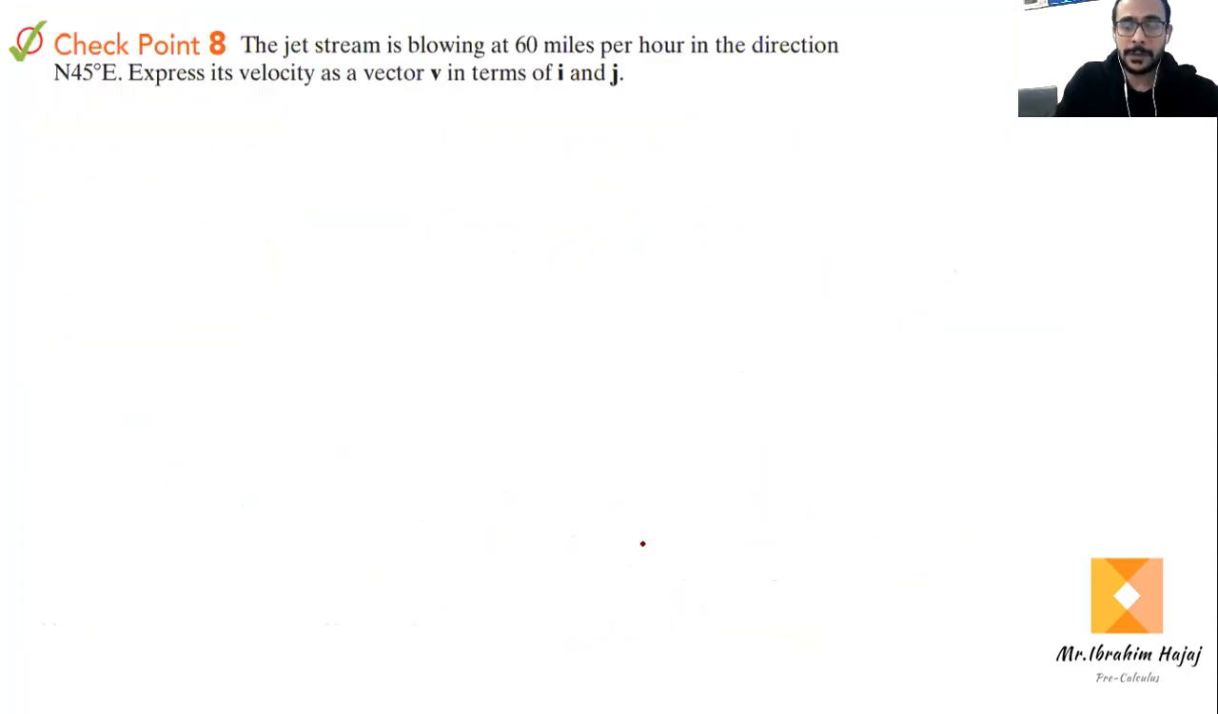Next question, number 8. May I ask Muhammad? The wind stream is blowing at 60 miles per hour in the direction north 45 degrees east. Express its velocity as a vector v in terms of i and j. The answer, Omar, Hammam.